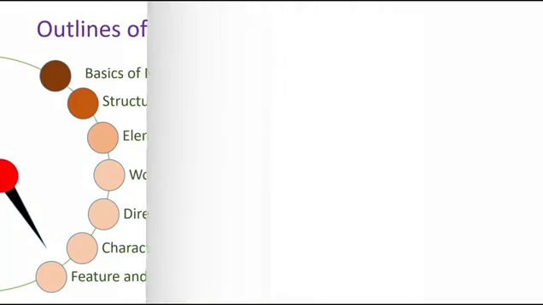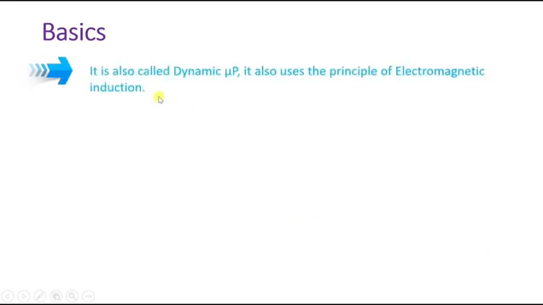So let us begin this session with the first agenda, and that is the basics of the moving coil microphone. So basically, the moving coil microphone is even referred to as a dynamic microphone, and it uses the principle of electromagnetic induction. Why is it referred to as a dynamic microphone? The reason is that mechanical parts are moving, and that is what is dynamic in nature. That's why it is even referred to as a dynamic microphone, and it works based on the principle of electromagnetic induction.